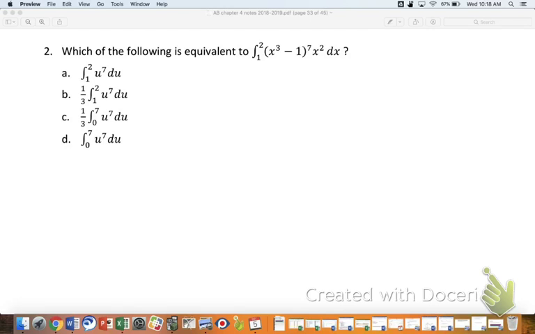Okay, what do you guys think? ABCD. C? Have we all arrived at C? Okay. C is incorrect. I like it. So let's see here. I like the limits, right? If you change your limits over to U, 0 and 7 makes sense. So I think that eliminates A and B, because those limits have to be U's, not X's, and the 1 and the 2 are X's.